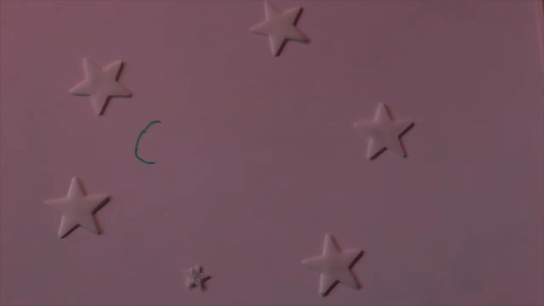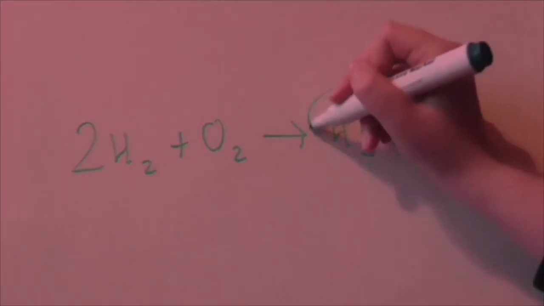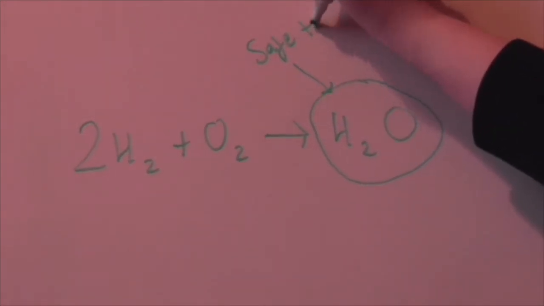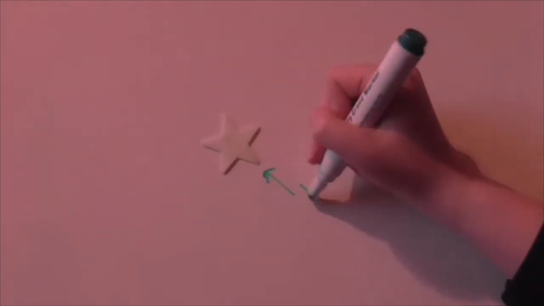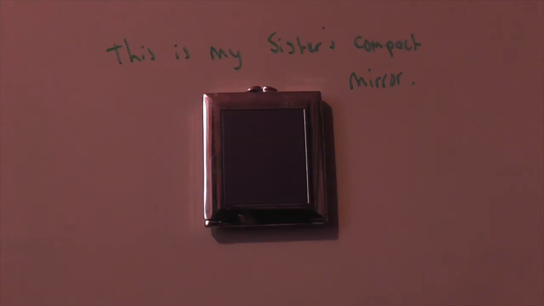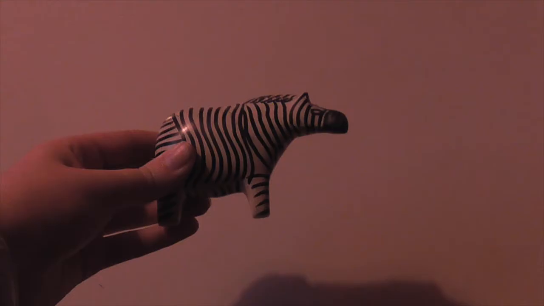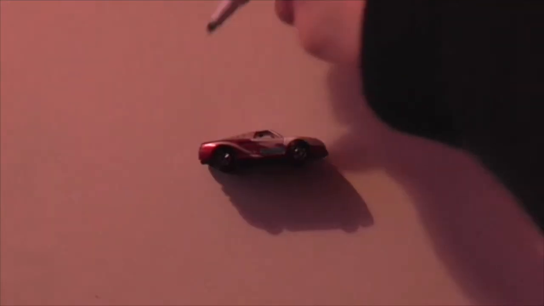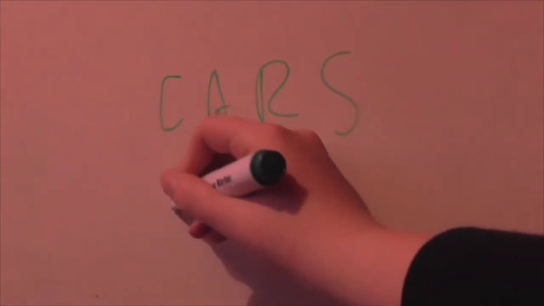Are there any uses? Well, yeah, they can be used in space for various reasons. It produces water for the astronauts, as we saw previously, which is safe to drink, and there are no pollutants in it. It's also lightweight, and they're also very compact. There are also no moving parts, hence the statue of a zebra. It can also be used in cars.